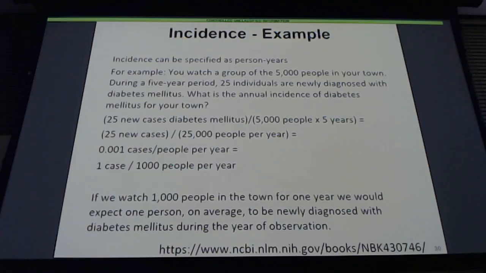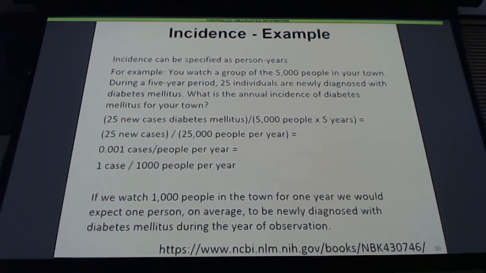Okay, here's an example for your incidence. You watch a group of 5,000 people in your town, right? So that's your total population. During a 5-year time period, that's your specific time period. 25 individuals are newly diagnosed with diabetes mellitus. That is your new cases that just developed within those 5,000 people over that 5-year time period.